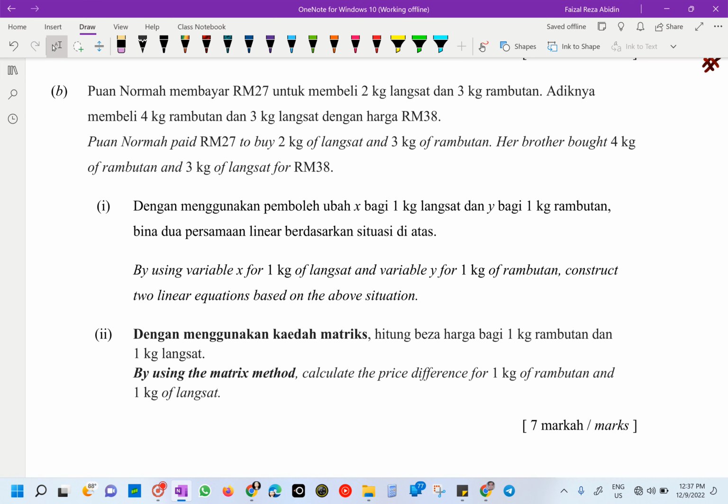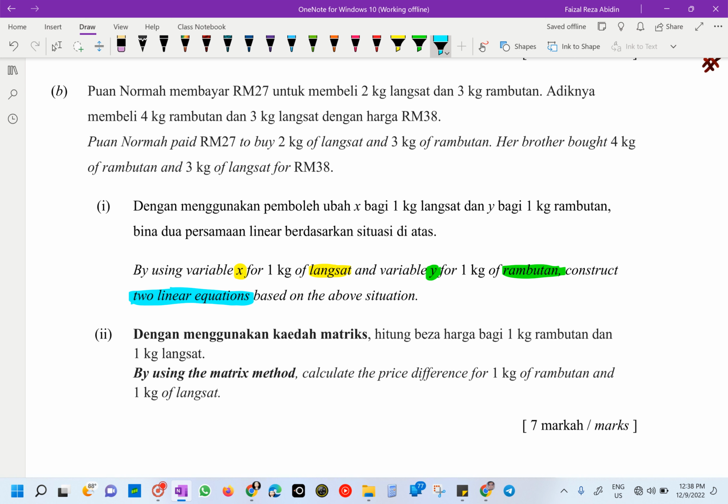Okay, Puan Norma paid RM27 to buy 2 kg of langsat and 3 kg of rambutan. Her brother bought 4 kg of rambutan and 3 kg of langsat. If you look over here, the position of our langsat and rambutan is going to nampak terbalik kan? Lepas tu nanti akan orang buat terbalik juga. Okay, so it's given over here, by using variable x for our langsat and y for our rambutan. So the question here, construct 2 linear equations.